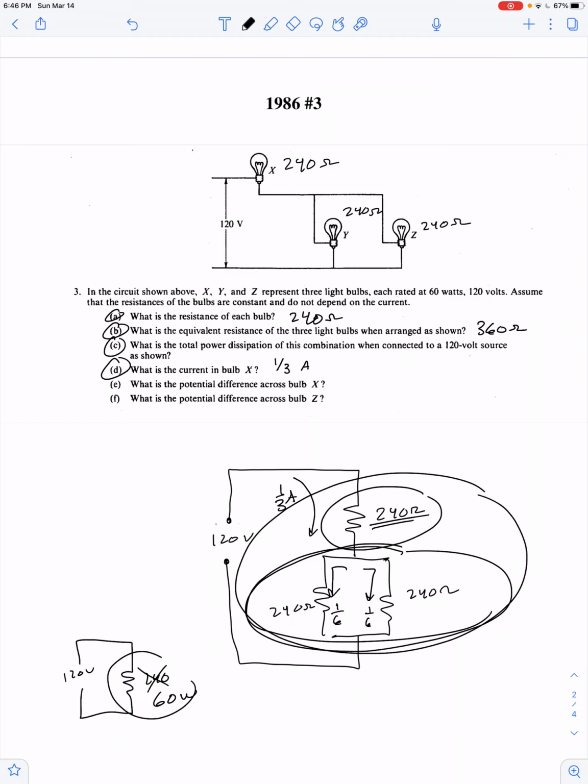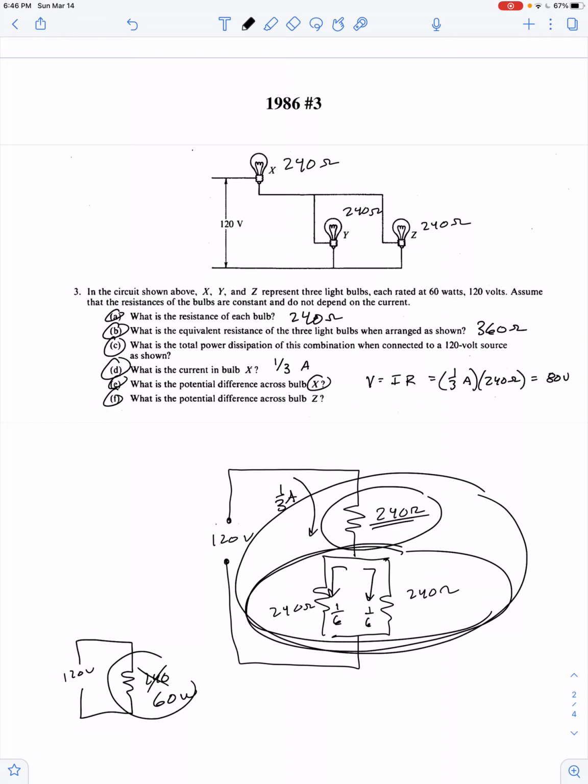So what's the current in bulb X? 1/3 of an amp. What's the potential difference across bulb X? Well, Ohm's law, V equals I times R, 1/3 of an amp multiplied by 240 ohms gives us 80 volts.